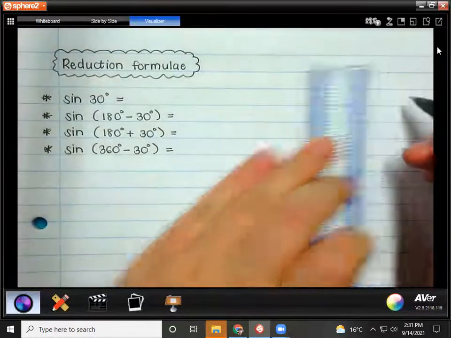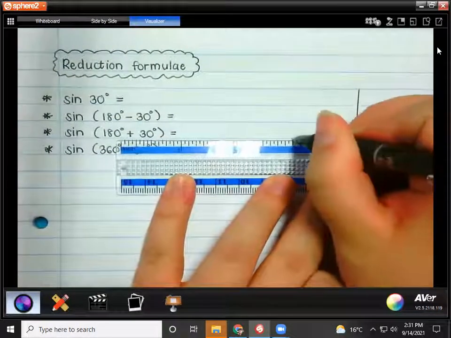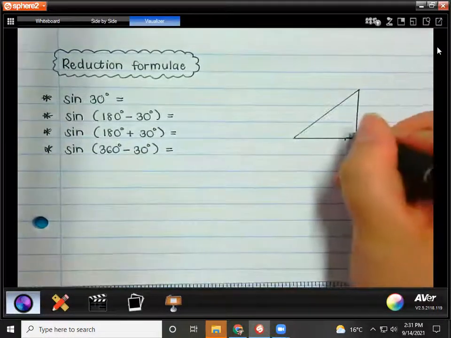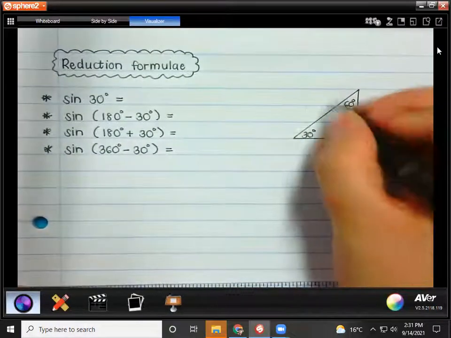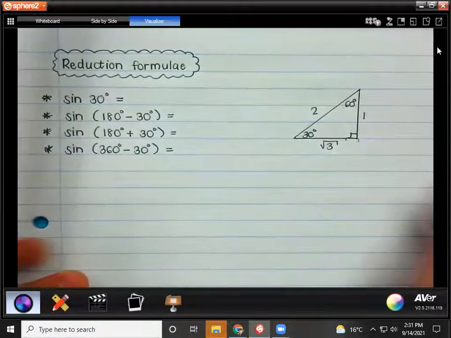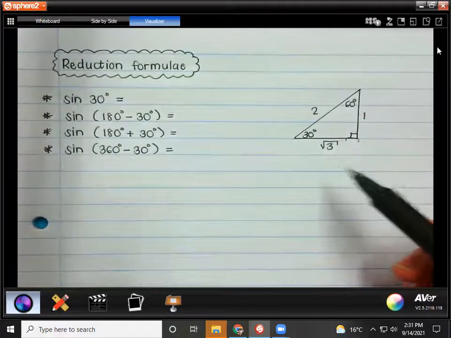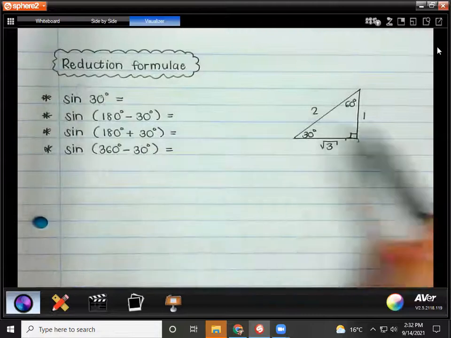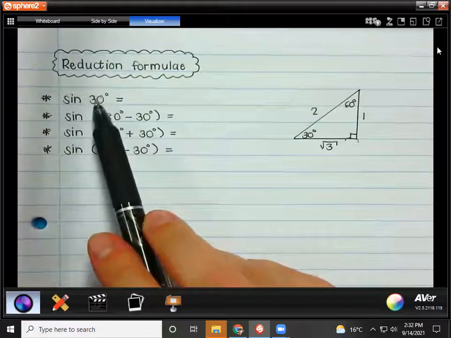You are supposed to know that this is your 30-60 special triangle. Sorry, it's smudging. So you have your 90-degree angle, you have your 30 and your 60, and you have sides 1, 2, and √3. You need to be able to draw this quickly out of your head like that. Then you need to be able to use this triangle to read off the various trig ratios. So you need to remember that sine is opposite over hypotenuse.